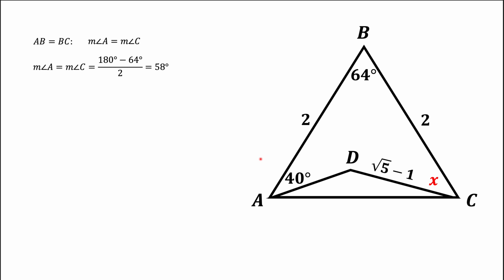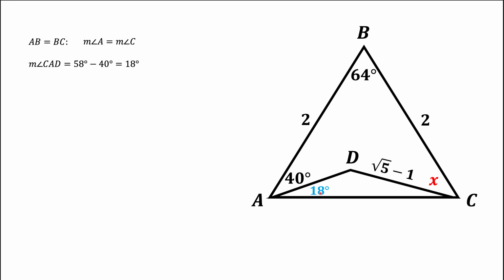Now, we know angle A is 58 degrees. We know the top portion of it is 40 degrees. So the bottom portion has to be 18. So the measure of angle CAD is 18 degrees.